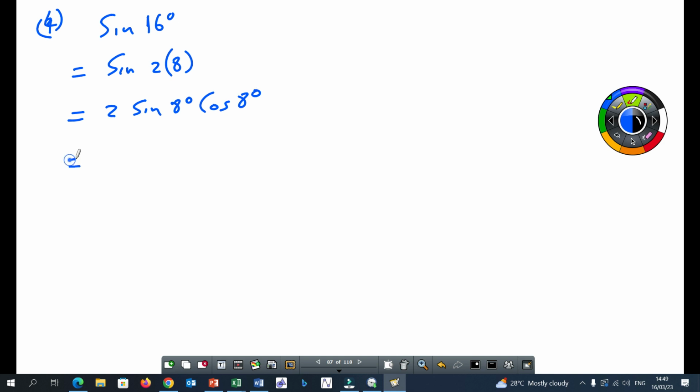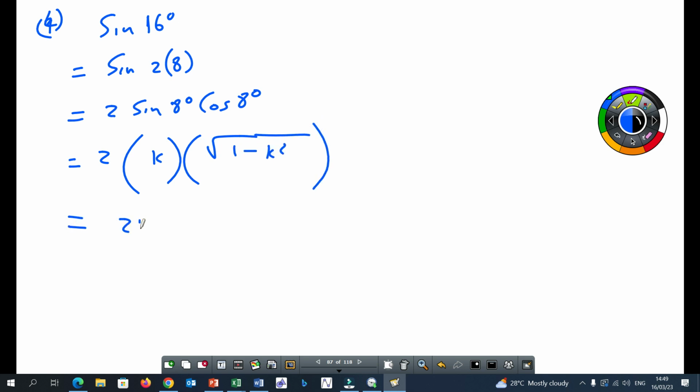Fortunately, we know what sine 8 is. It's equal to k. Cos 8 degrees, we also know it's the square root of 1 minus k squared. So our final answer will be 2k times the square root of 1 minus k squared. It's very straightforward. Are you following?